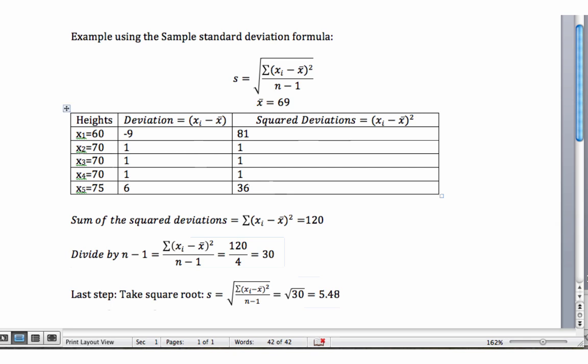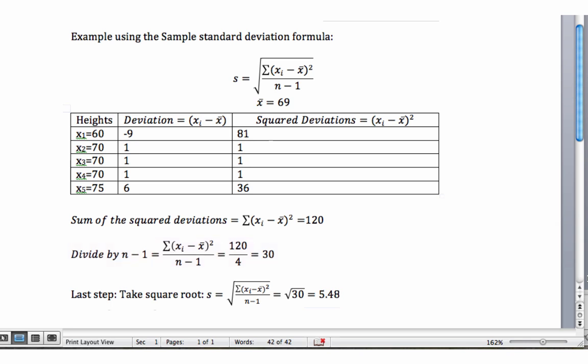So remember the steps. You start with the mean. You take each of the heights. You find their deviation, which means you subtract the mean. The next step is to square all the deviations. So negative 9 squared is 81, and so on. You sum up all the squared deviations. So you just add up that column and get a total. Take that total, which was 120, and divide it by n minus 1. N was 5 in this case because we had 5 data points, so that's why I'm dividing by 4. 120 divided by 4 gave us 30. The last step is the square root, and you get 5.48.